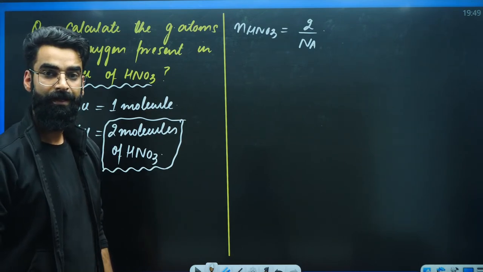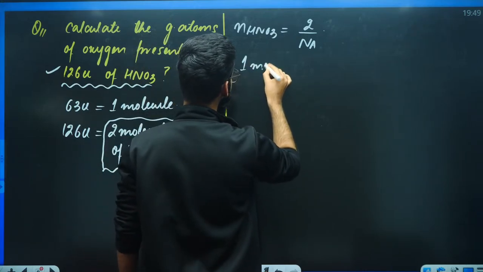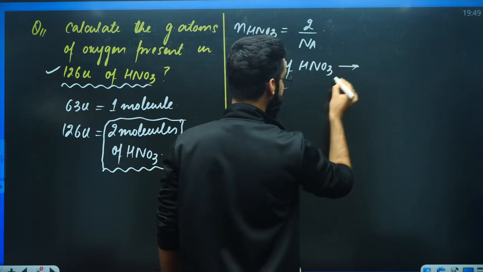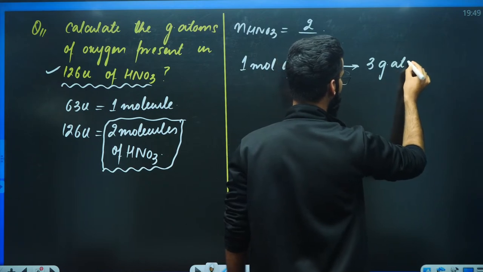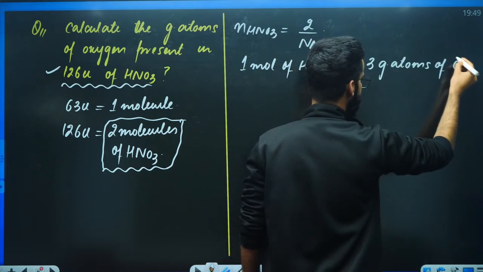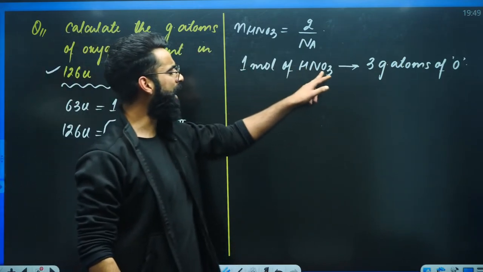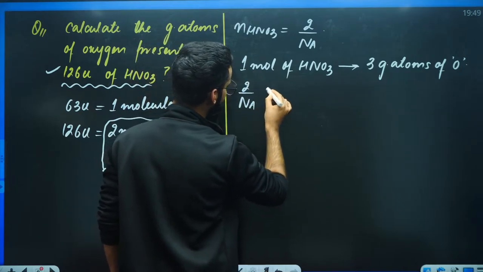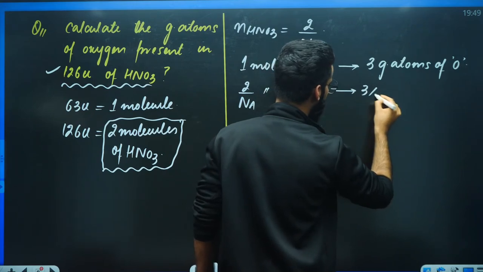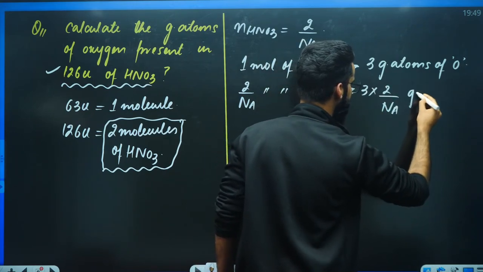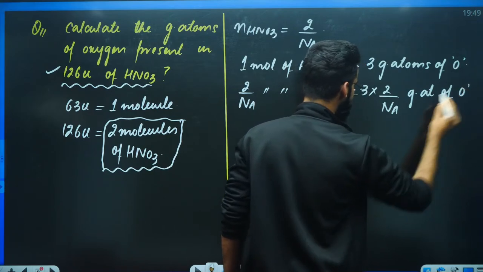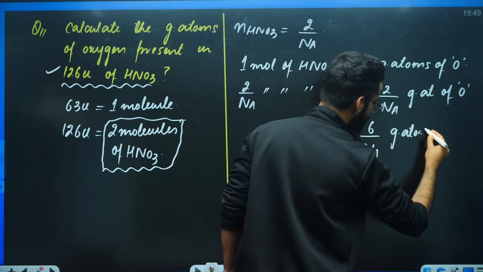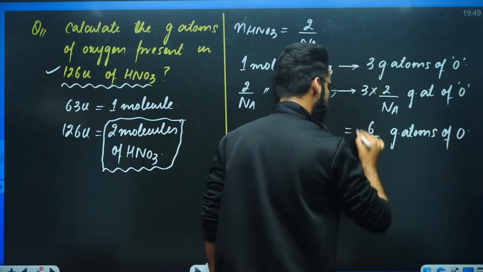Now people, if I write one simple statement: 1 mole of HNO3 contains 3 gram atoms of oxygen. If 1 mole of HNO3 contains 3 gram atoms of oxygen, so 2 by Na moles of HNO3 must contain 3 multiplied by 2 divided by Na gram atoms of oxygen. So the answer of this question will be directly 6 divided by Na gram atoms, or you can say moles of O.